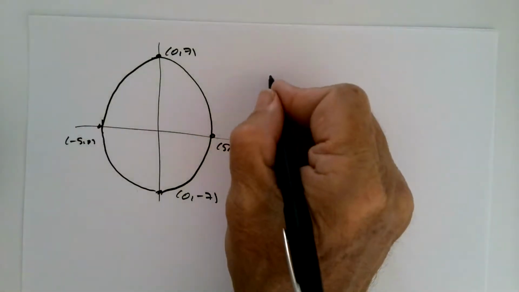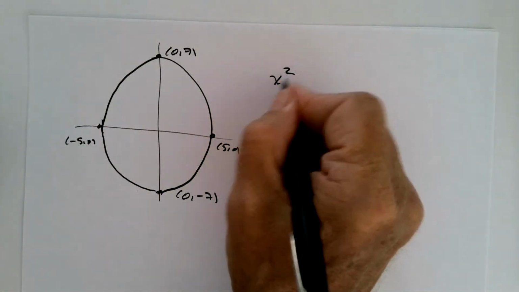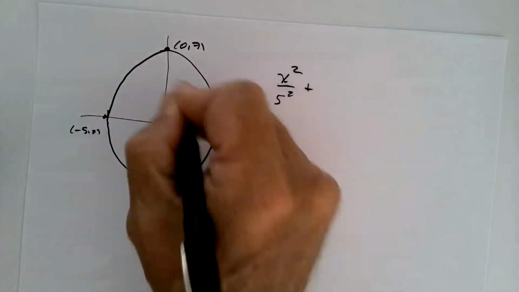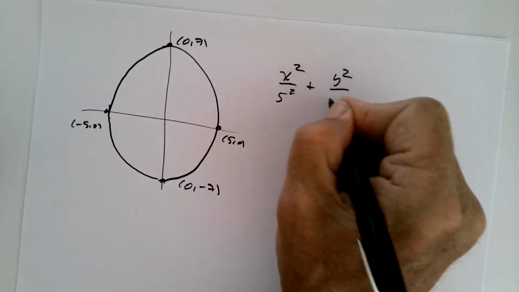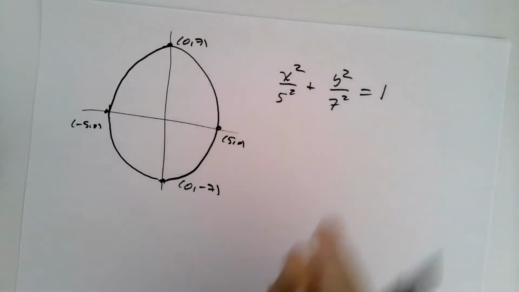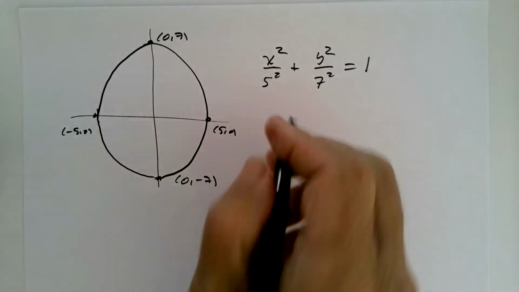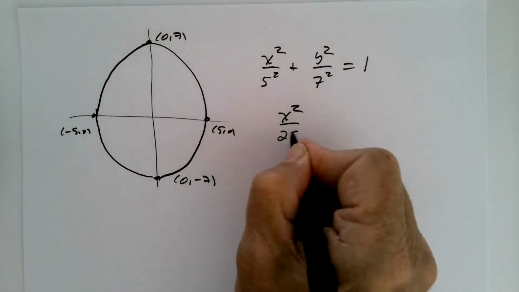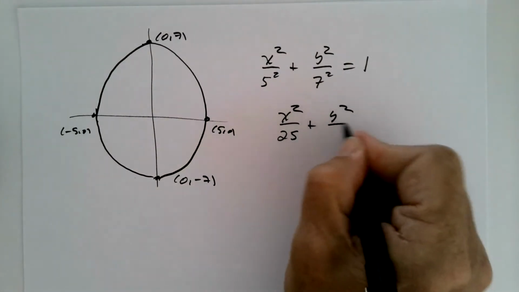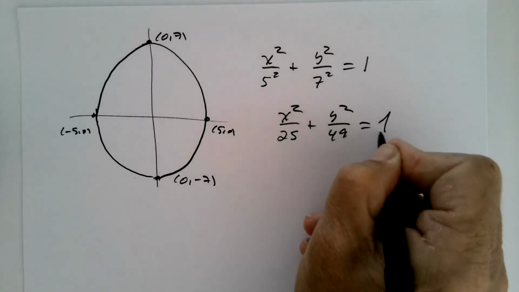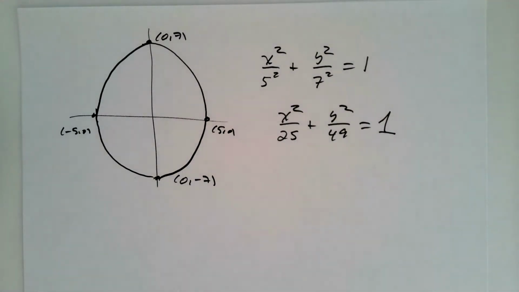Well, span in x is 5, so it's x squared over 5 squared. Span in y is 7, y squared over 7 squared equals 1. So the equation is x squared over 25 plus y squared over 49 equals 1. That is that one. All right, the next one, I gave you an equation and then asked you some questions about the ellipse.